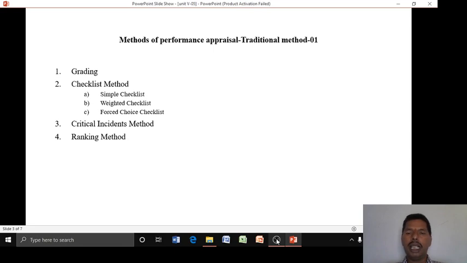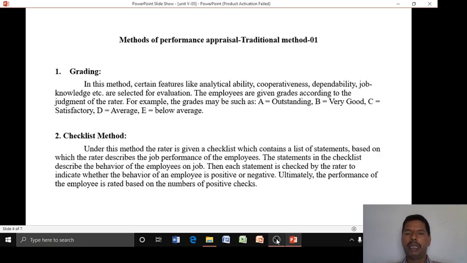So these are all the classification of traditional methods of performance evaluation, and some points we will discuss in this session, and the following session will continue with the same topic.